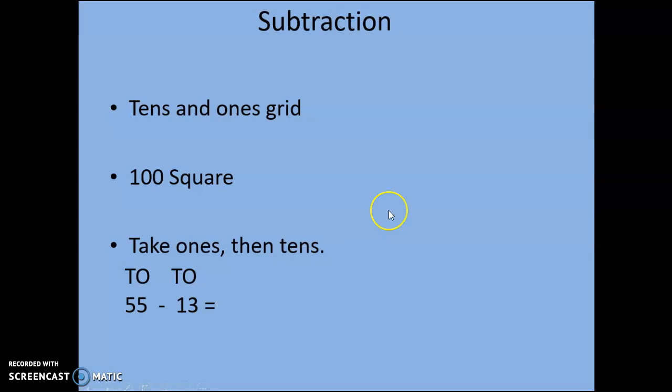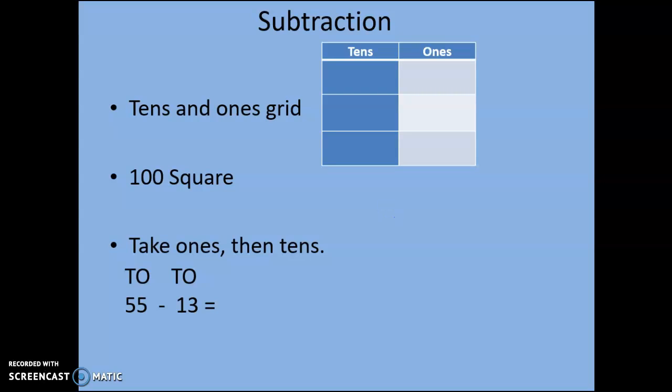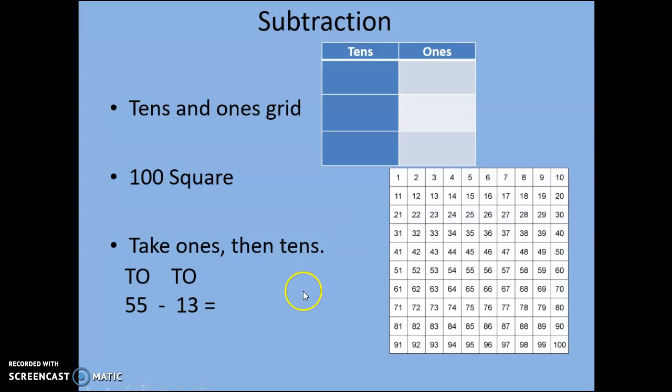Now there are three ways that we work out these sums. We can use the tens and ones grid, we can use the 100 square, and we can also use the method where we just take away the ones and then the tens with a simple loop.